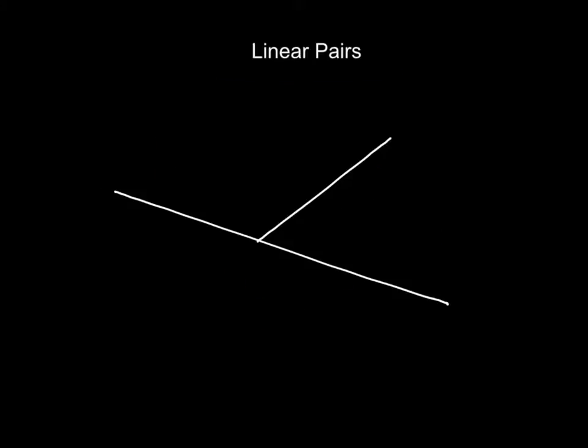Linear pairs are also adjacent angles. However, a linear pair is when two angles form a straight line. Their non-common side, the side the angles do not have in common, form a straight line. That's why it's called a linear pair.